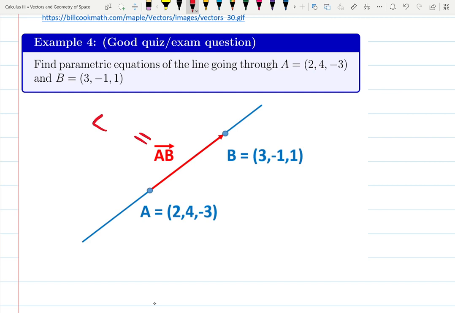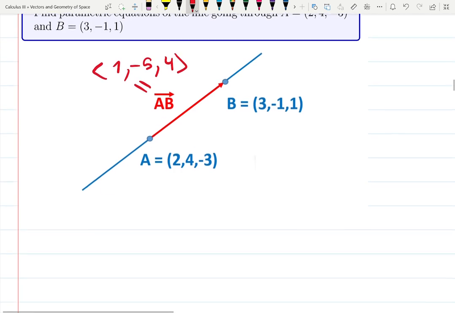3, yes? Minus 1, minus 4. Minus 1 and minus 4, minus 5. And then 1 minus minus 3, that is 4. So all remember how to do this, don't skip homework. That's what we're going to call the directional vector.